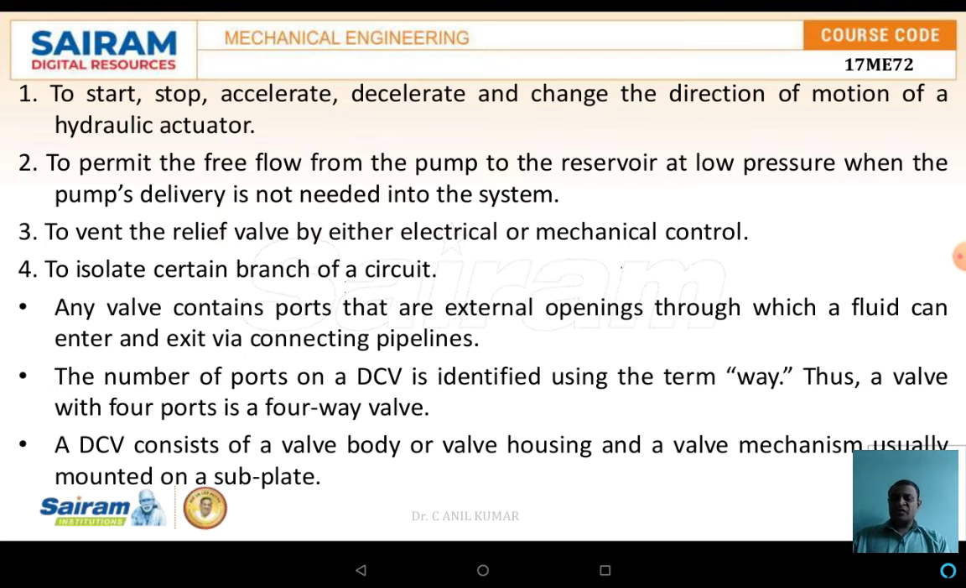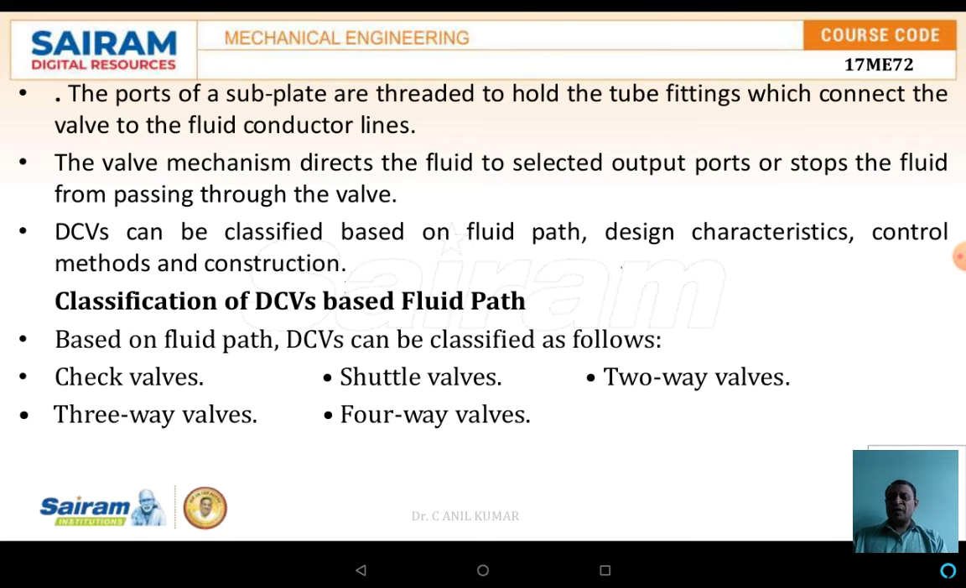The DCV valves consist of the valve body or valve housing as well as a valve mechanism, usually mounted on subplates. The ports of the subplates are threaded to hold the tube fittings which connect the valve to the fluid conductor line. The valve mechanism directs the fluid to select the port or to stop the fluid from passing through the valve. The DCV valves are classified based on the fluid path, design characteristics, control methods, and constructions.